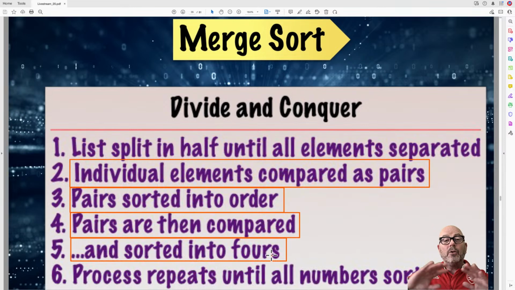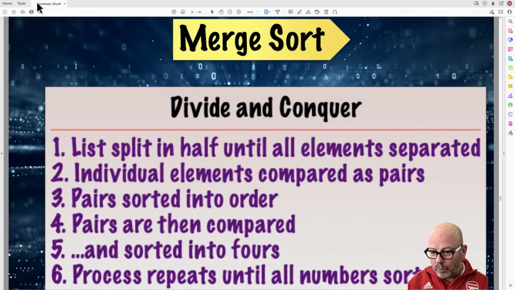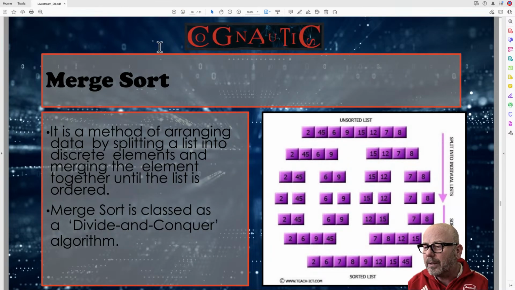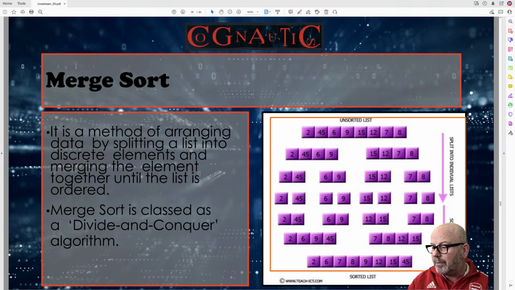So it breaks it all the way down to individual elements, and then it pairs them, sorts them, brings them into 4s, sorts them, brings them to 8s, sorts them, brings them to 16s, sorts them. And that is how this one works. I'm hoping that makes sense to you. Sometimes the images help a great deal.